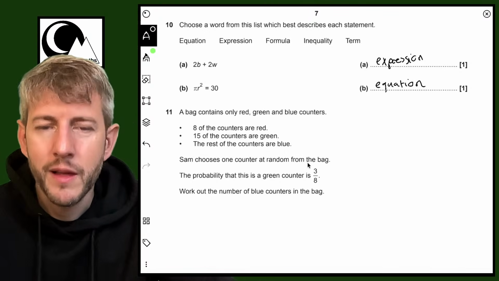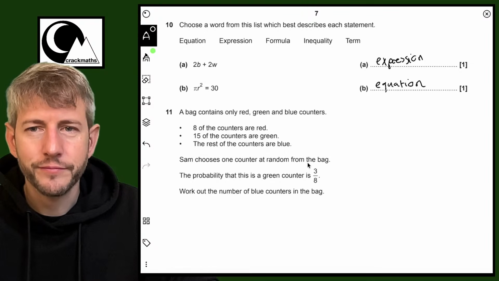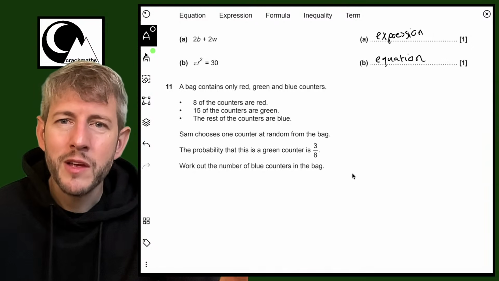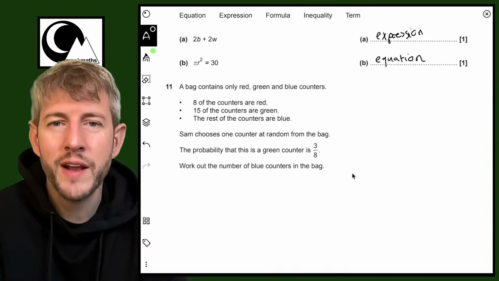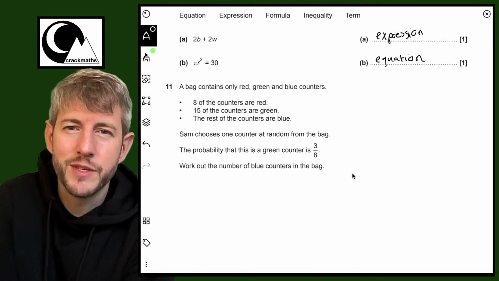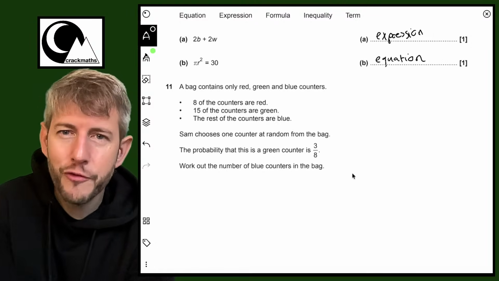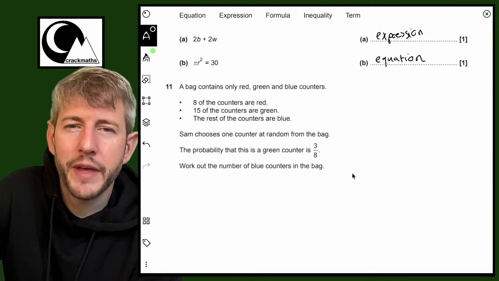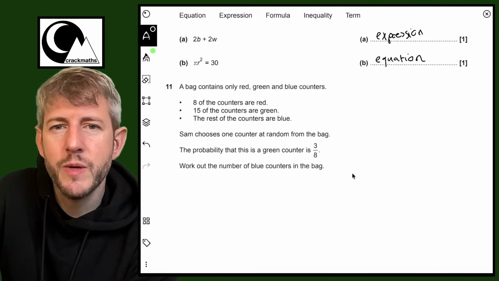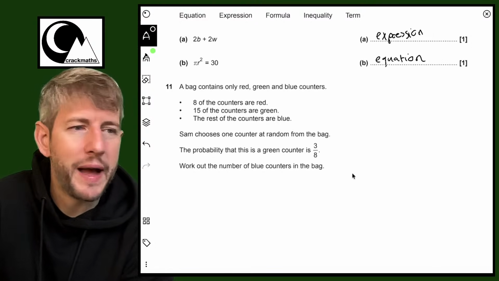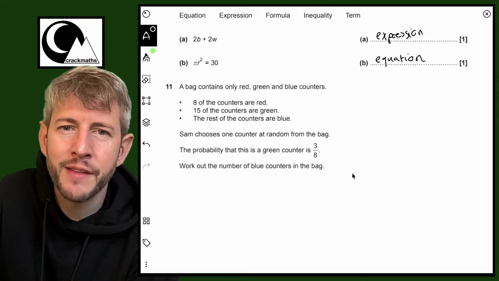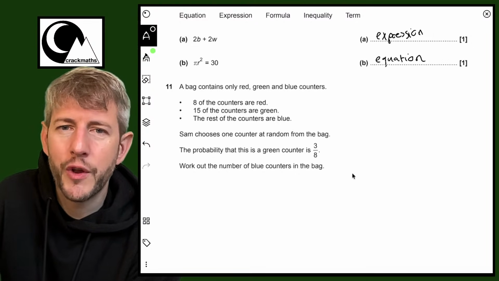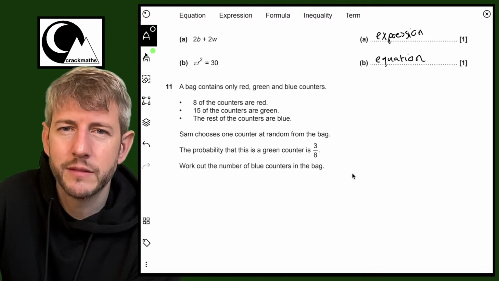Right. Let's have a look at this next part here, and we'll then mark this round as well. So a bag contains only red, green, and blue counters. 8 of the counters are red, 15 of the counters are green, the rest of the counters are blue. Sam chooses one counter at random from the bag. The probability that this is a green counter is 3/8. Work out the number of blue counters in the bag.